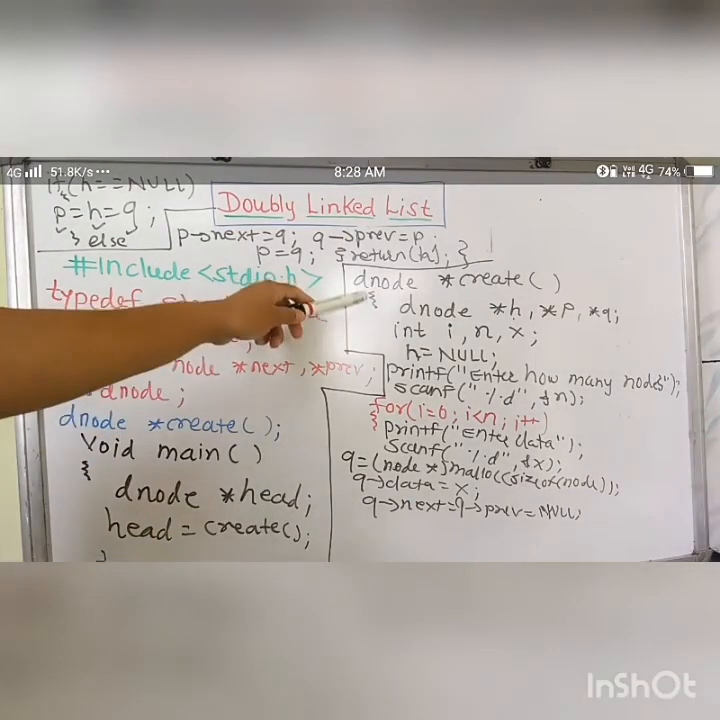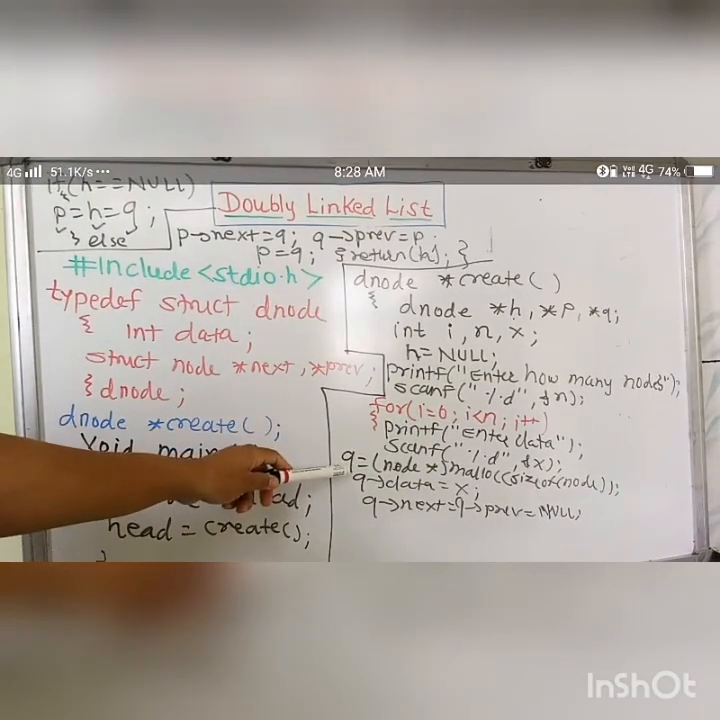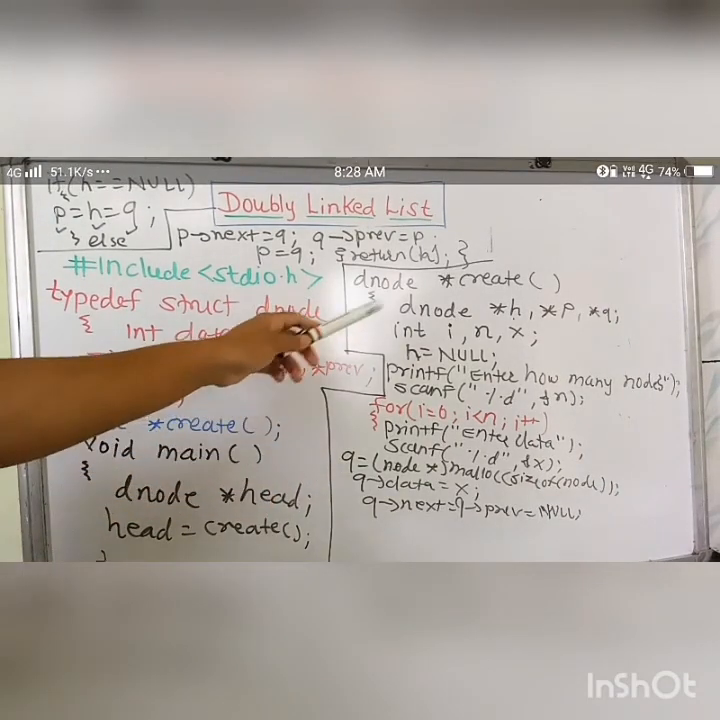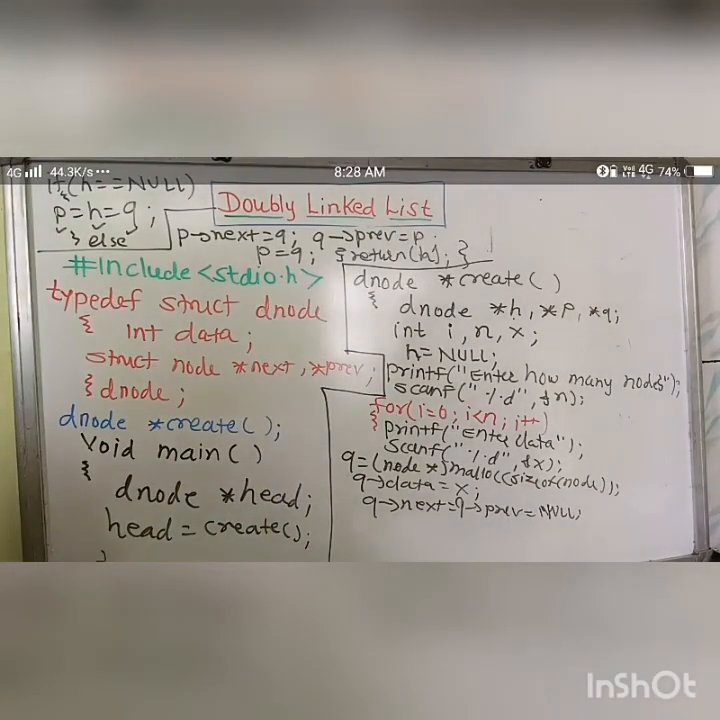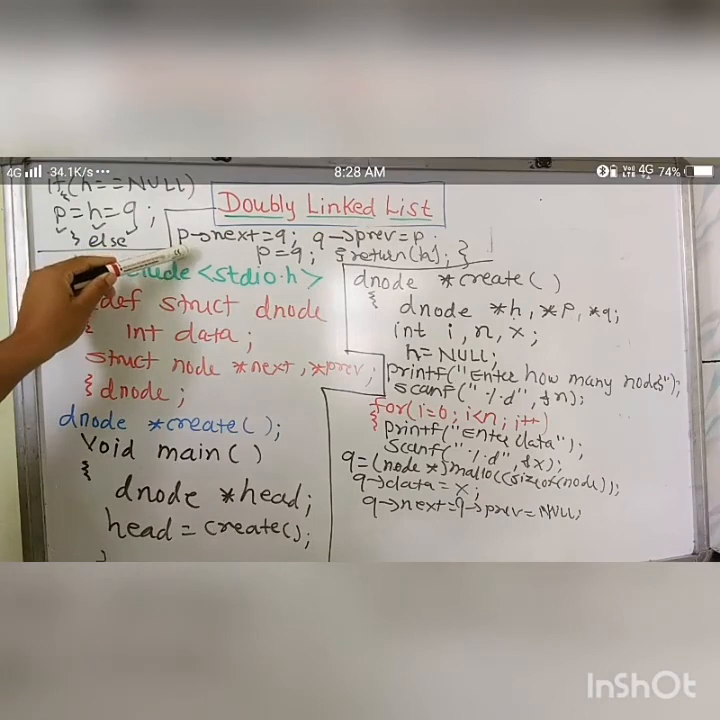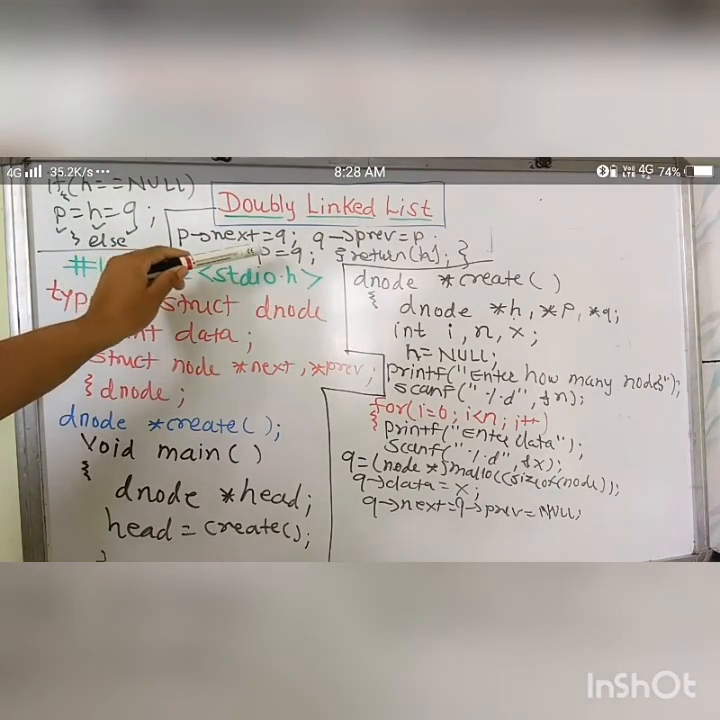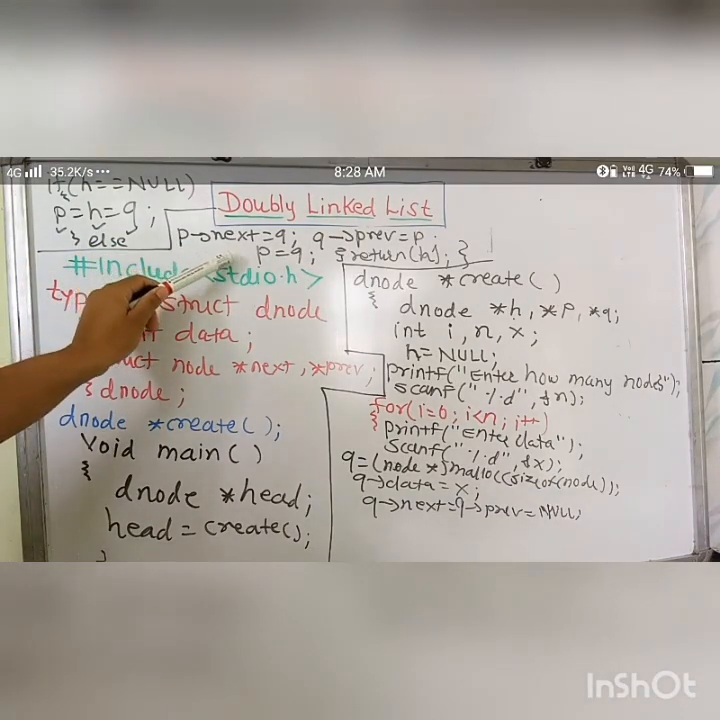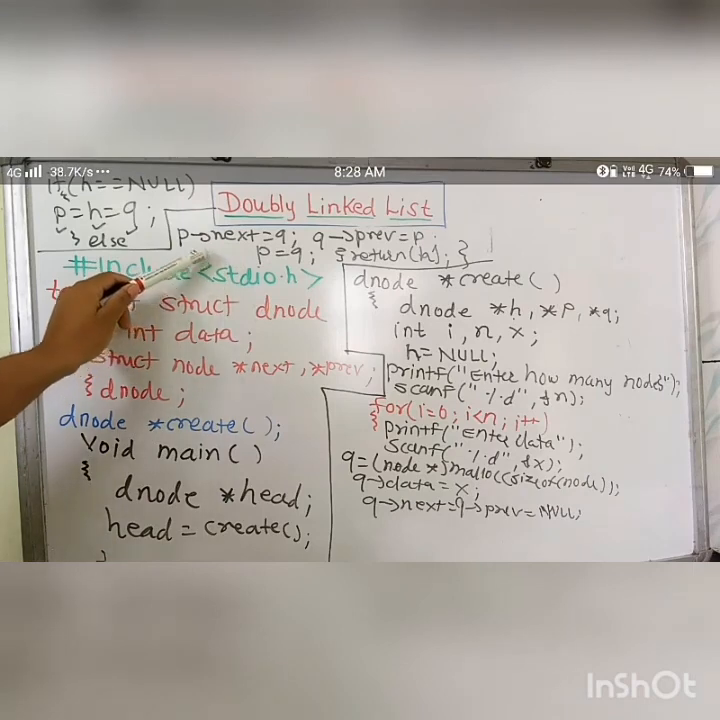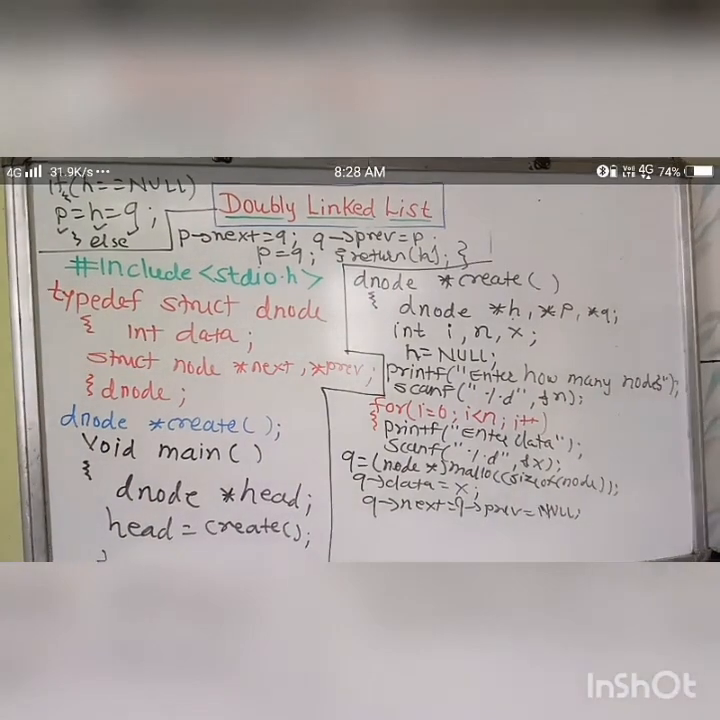Then we had here explained the node structure, that is a node star create, and like the singly linked list we had created all the procedure, but the only difference is here. Here we are making the next and previous pointers attachment and successfully completing the doubly linked list.